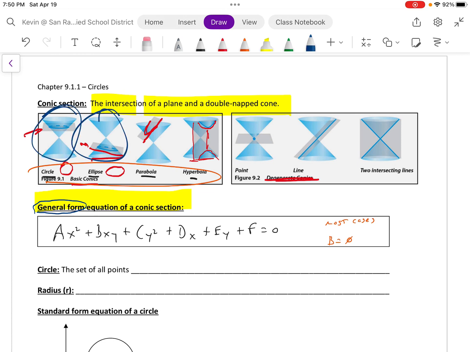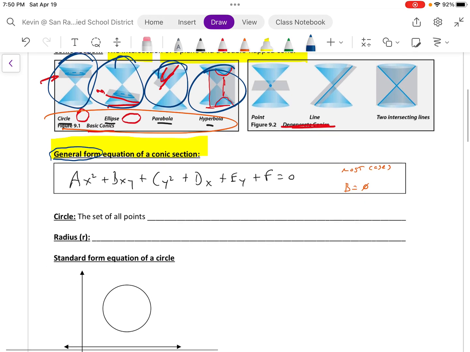But each of these shapes also has a standard form, and that's what we'll be looking at. There's a standard form for a circle, a standard form for an ellipse, a standard form for a parabola, and a standard form for a hyperbola. But again, the general form of a conic includes all conics. We already talked about this.